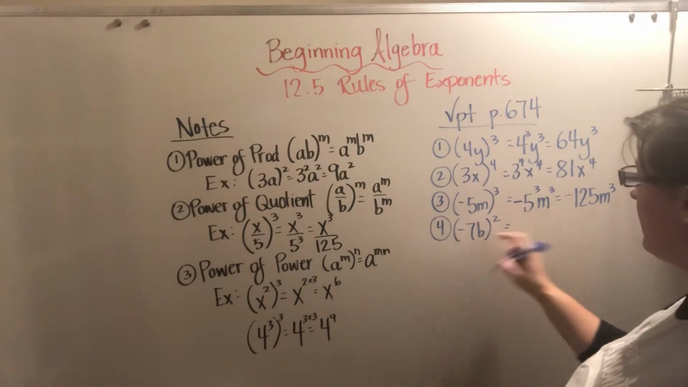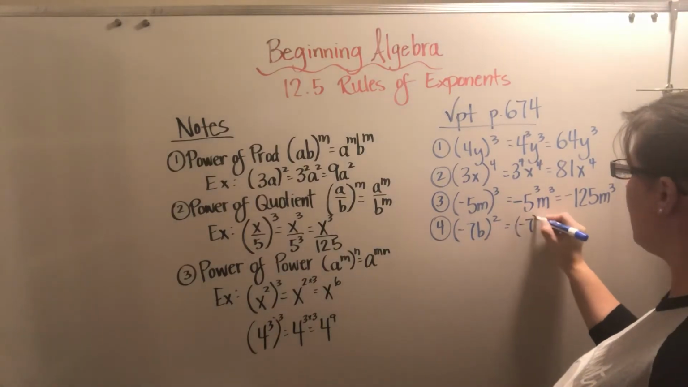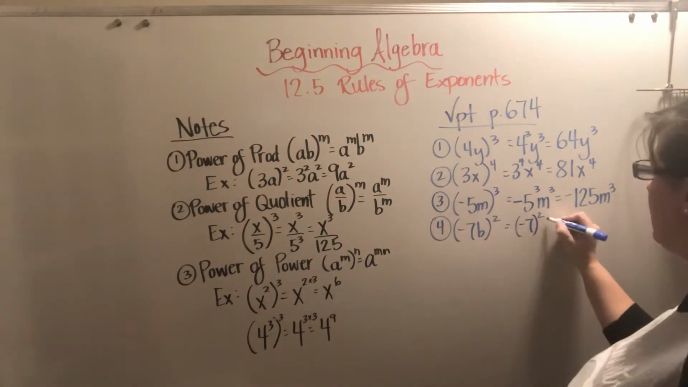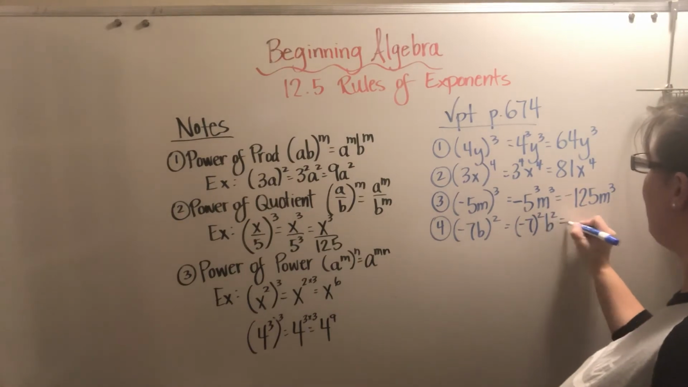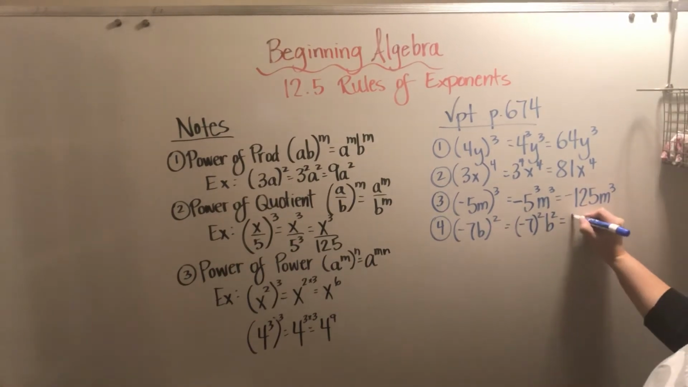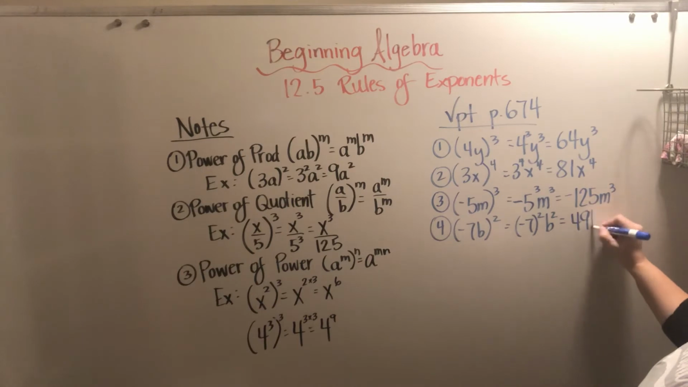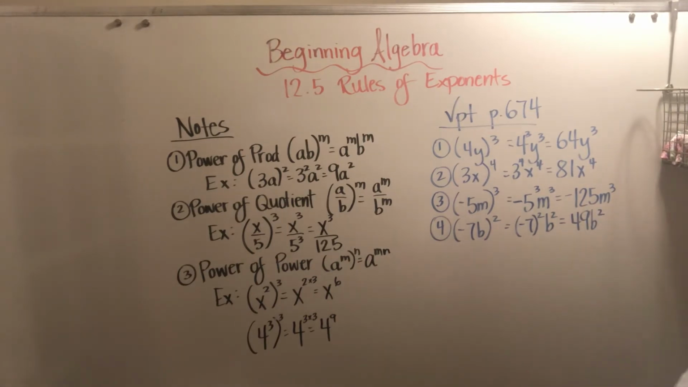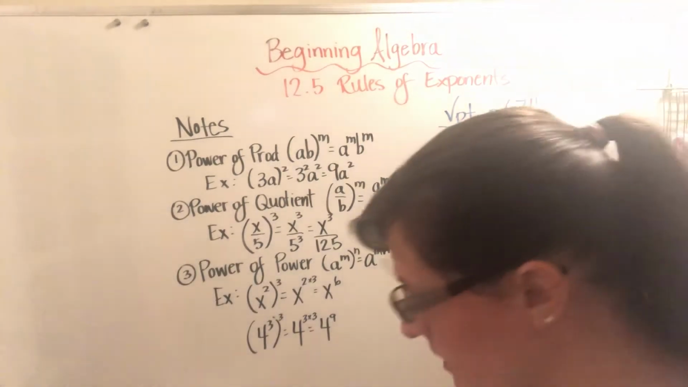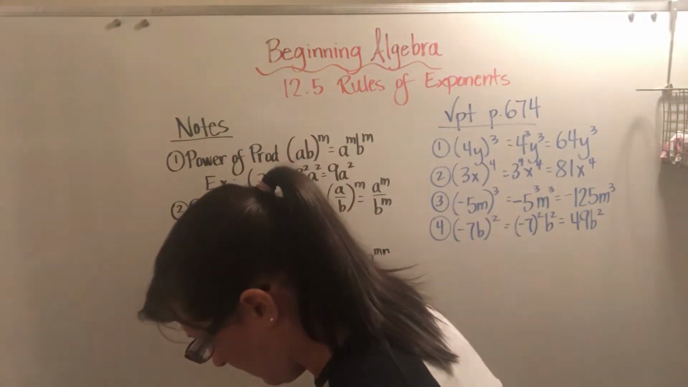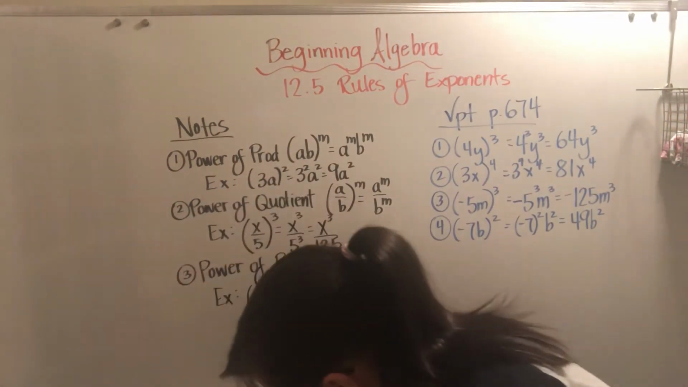And then my last one, (negative 7b) squared. Hopefully you recognize I'm looking at it like this, with parentheses around that. But it's an even exponent, so that's going to be positive 49b squared. Pretty straightforward. I think based on what we've already learned in the beginning of the year, that's familiar.